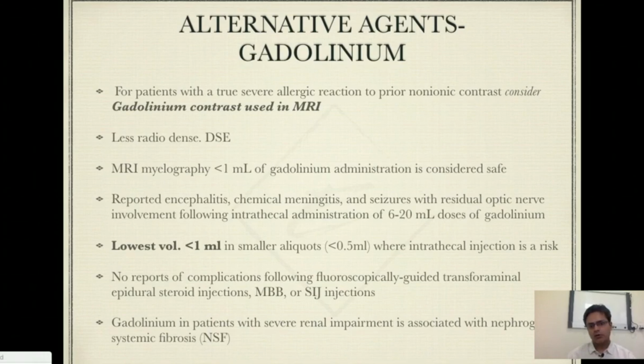Now, there are no reported complications following fluoroscopy guided injections, such as transforaminal nerve root blocks or SIJ injections or medial branch blocks. But then there is a reported complication after an interlaminar epidural, where a patient was discharged home and subsequently had seizures, and on repeat MRI scans they found contrast in the higher areas in the brain and the spinal region.